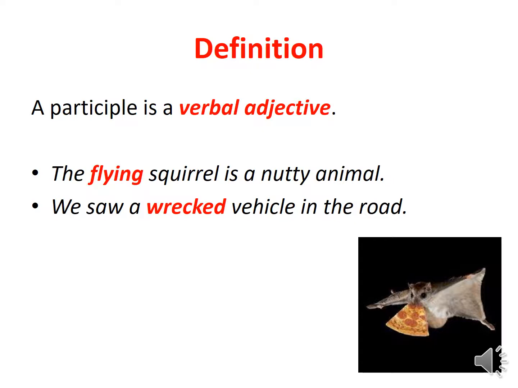Likewise, we can have a past participle, and in English, the past participle usually ends in -ed. So here we saw a wrecked vehicle in the road. What kind of vehicle? A wrecked vehicle. So you see the participle there acting like an adjective, although it's made out of a verb.